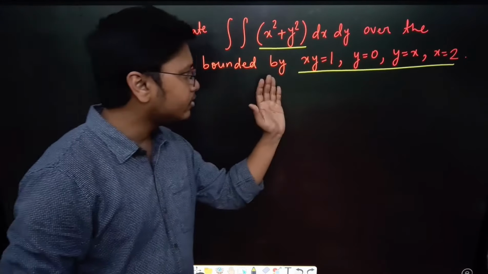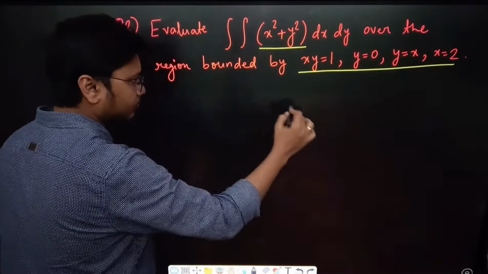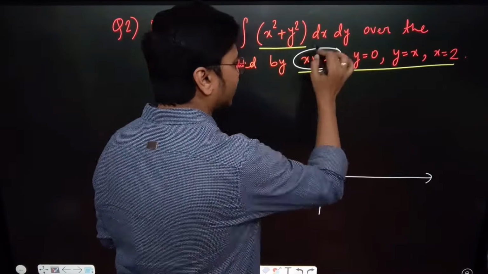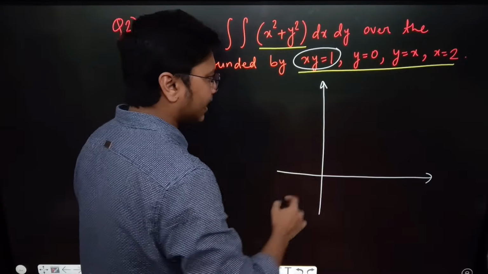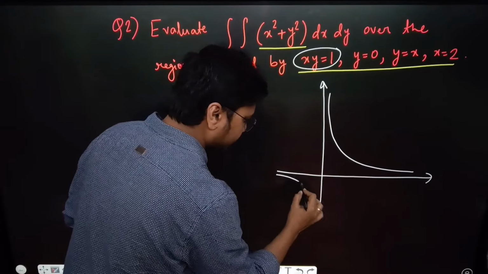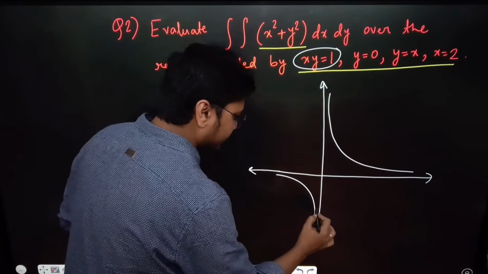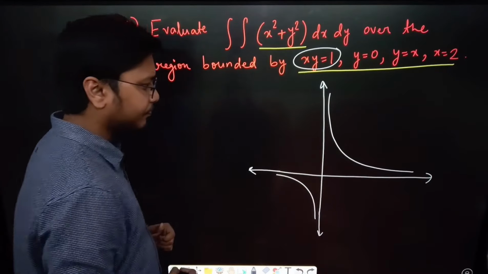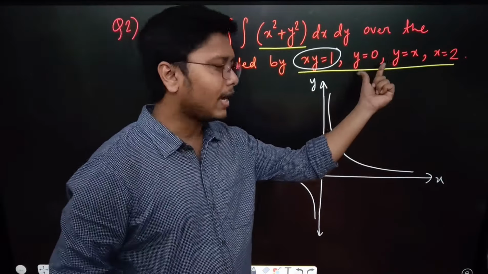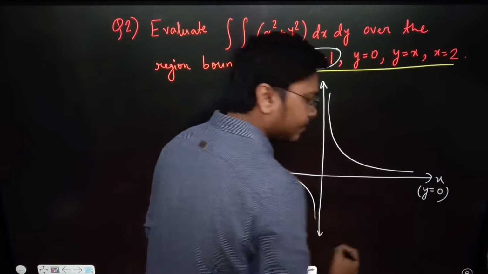So the region is bounded by these curves. First, let's try to draw these curves. Now we know xy equals 1 is a rectangular hyperbola, and a rectangular hyperbola looks something like this, right? So I will just extend my x-axis on this side and my y-axis on this side. Now I have y equals 0, which is nothing but the x-axis itself, so this is the y equals 0 line.